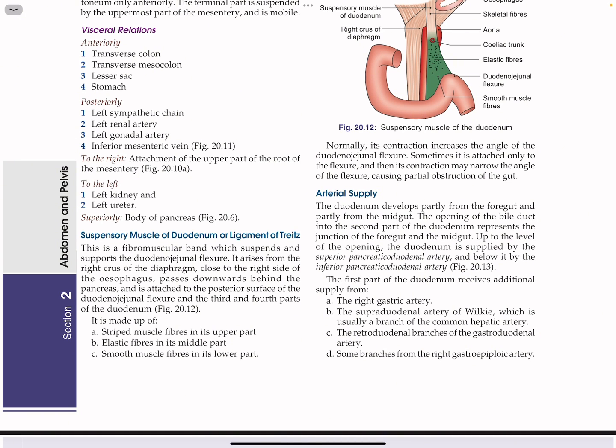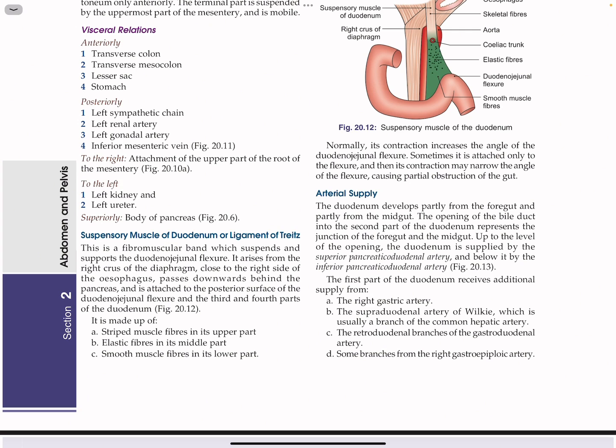Normally, its contraction increases the angle of duodenojejunal flexure. Sometimes it is attached only to the flexure, and then its contraction may narrow the angle of the flexure, causing partial obstruction of the gut.